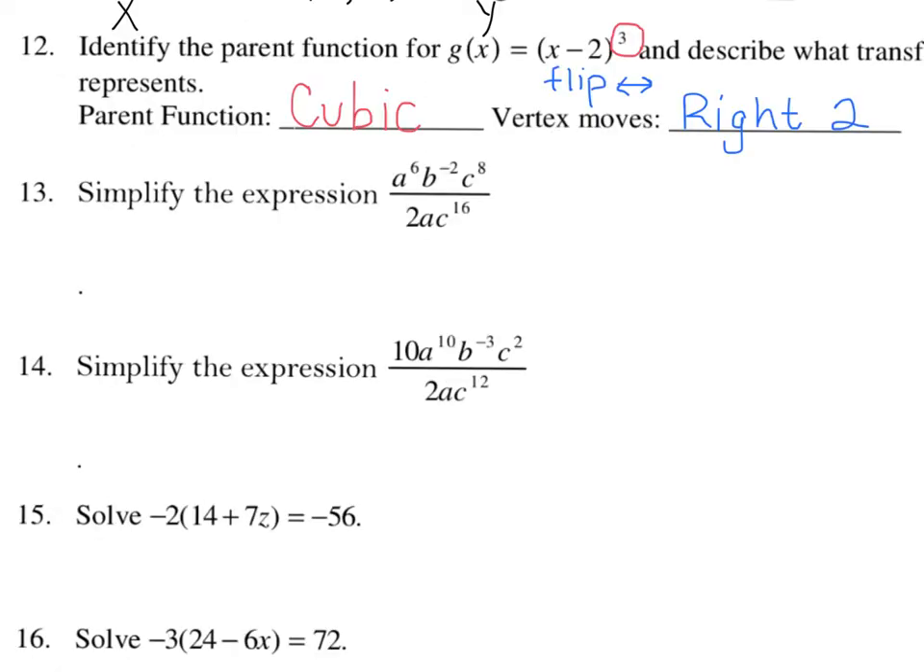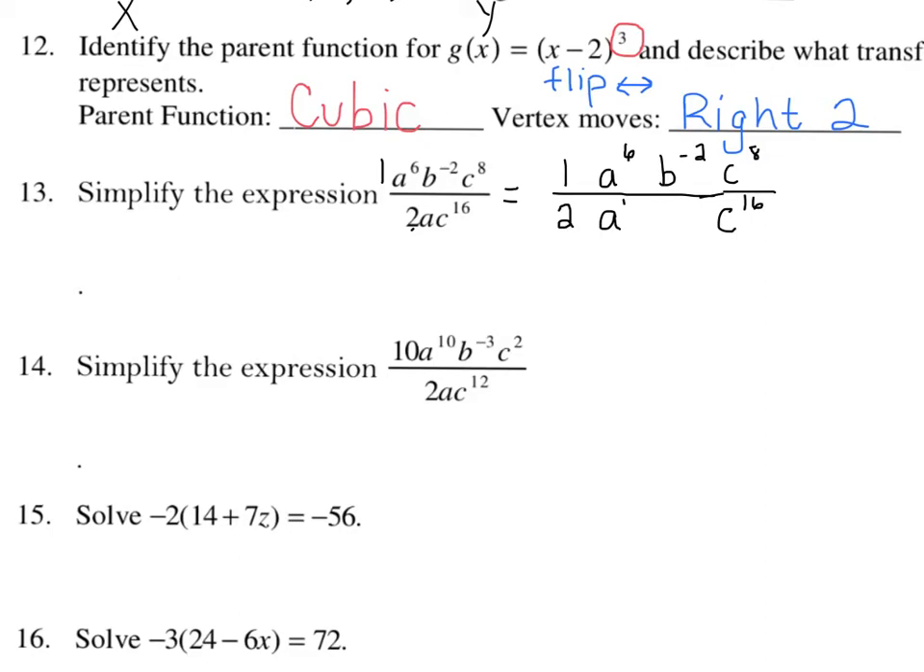To simplify number 13, I'm going to put all of the like terms one on top of each other. I'm going to start with all of the normal numbers, the coefficients, and there's no number on top, so it's a 1, and there's a 2 on the bottom. Next, I'm going to stack the a's up, a to the 6th and a to the 1st. All I'm doing is spreading these out so it's easier to read. B to the -2 is on top. We don't have any b's on the bottom. And then c to the 8th on top and c to the 16th on bottom.